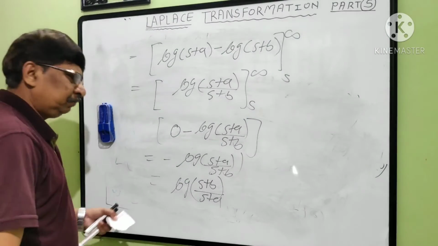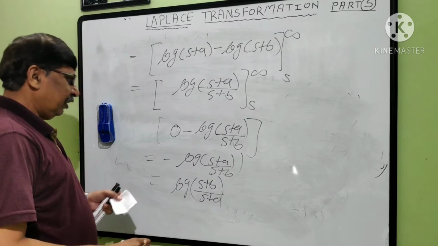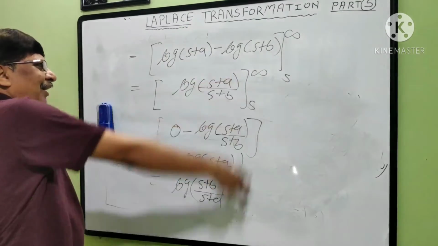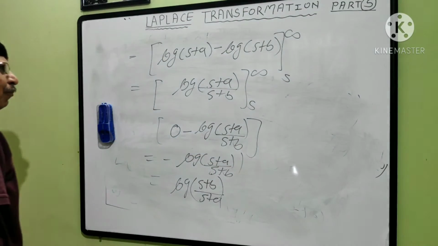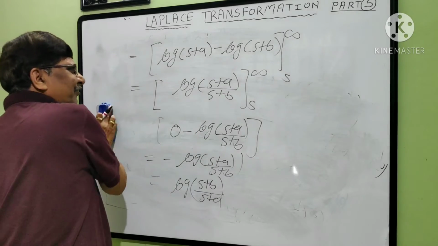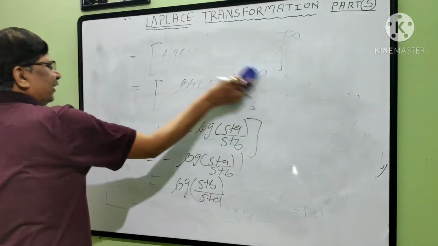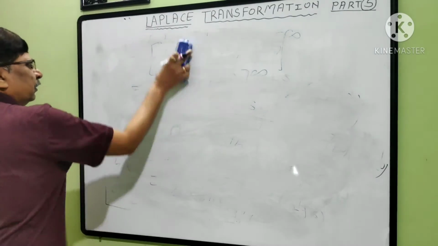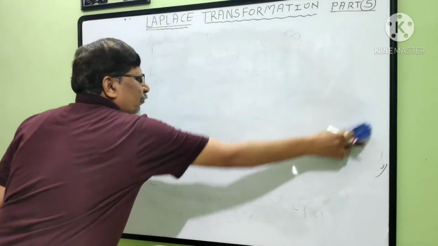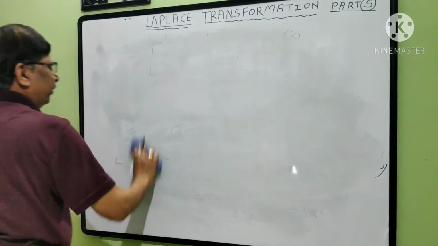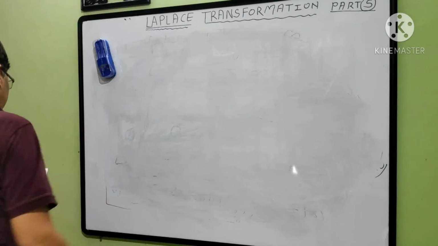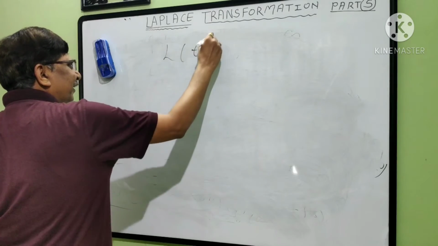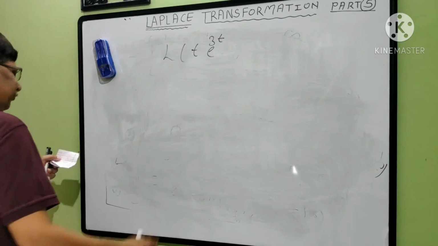Okay. Now write down the next sum. Now you know how to find Laplace transformation of f(t) upon t. Into t means first derivative. Upon t means integration. Into t square, second derivative. Okay. Now write some sums for practice. Okay. Find Laplace transformation of t e raised to 3t sin 2t.